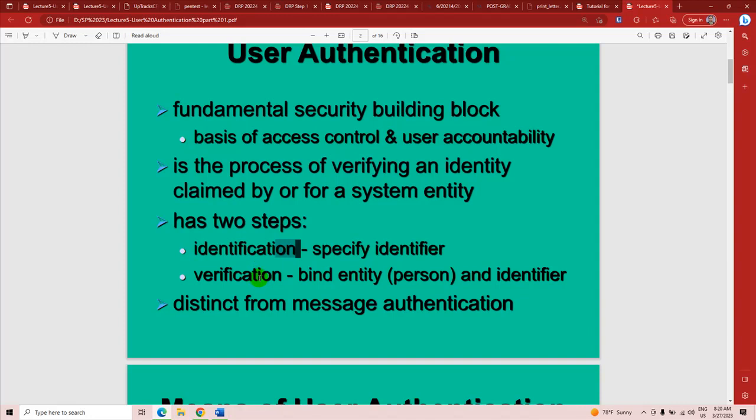So some algorithms are used to verify the identity of a person. The algorithms will associate the identity with some person or some computer, some system. That is called verification. So the authentication has two steps. One is identification and another one is verification.